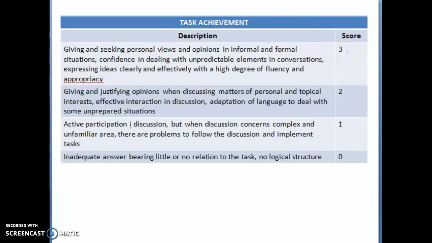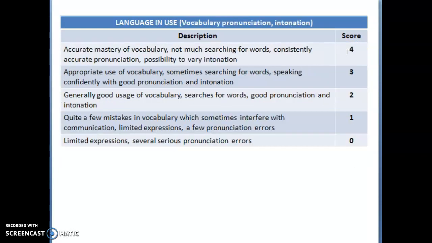It means that 3 plus 4 plus 4 plus 4 equals 15. If the score is 15, the result of the speaking is 100. Now let's see how to find out the point for each from the 15 score. Point 1 equals 6.6 score. If student A gets 10 in the speaking score, 10 times 6.6 equals 66.60. The score is 66.60.